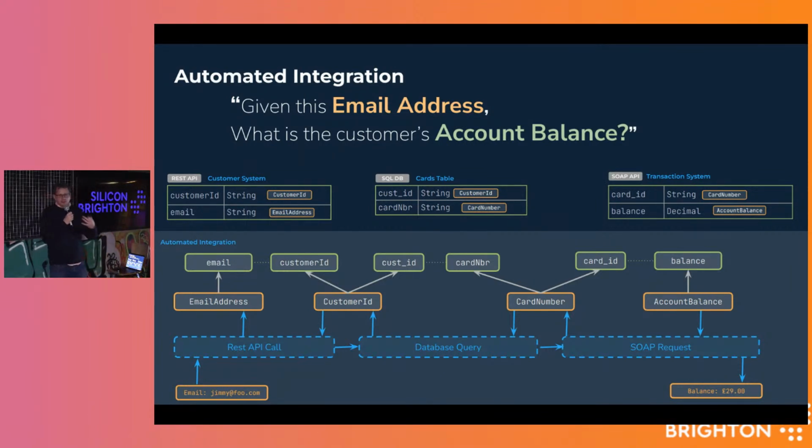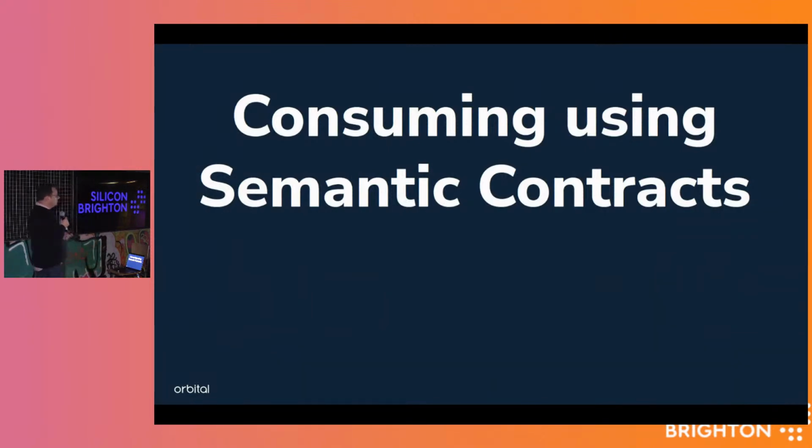But we need to understand the structural contract, and then we need to understand the semantics of how I read the responses and how I generate them. So we need both of these contracts. Without both, we can't do this automation. Once we've done that, we can start doing cool stuff like consuming data using these semantic contracts.